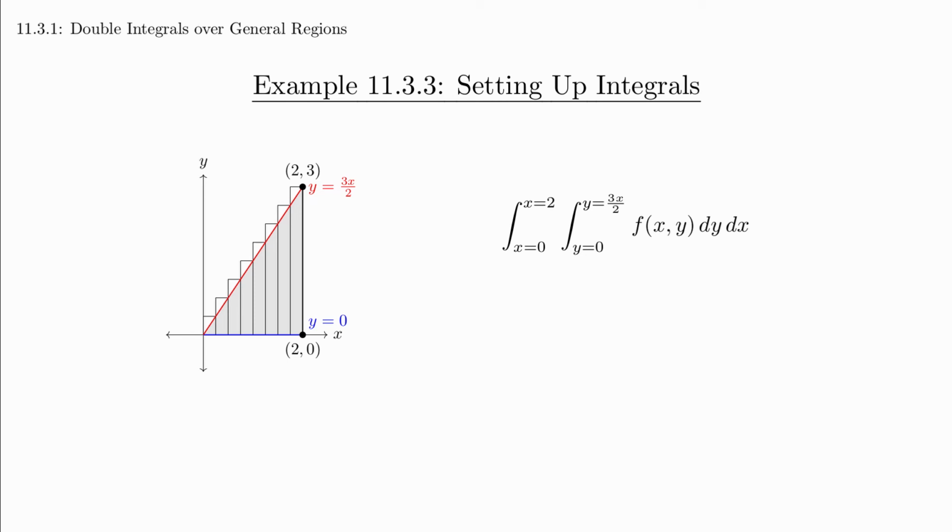For the outer integral, we simply look at the leftmost and rightmost parts of the region. The leftmost is at x equals 0, and the rightmost is at x equals 2. Now let's look at the other direction.